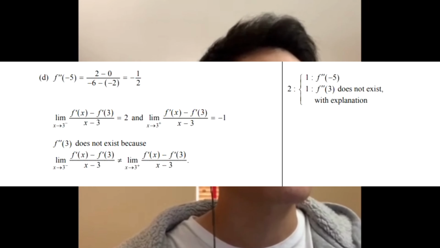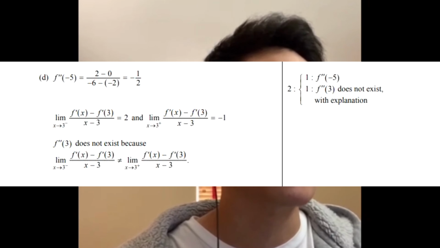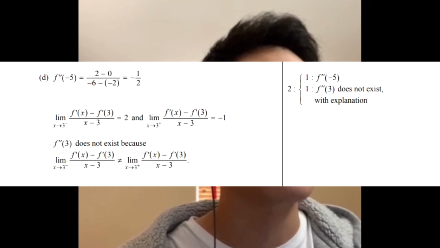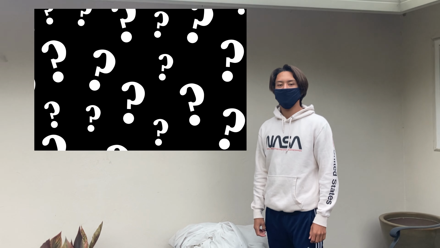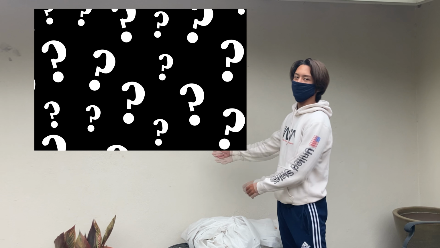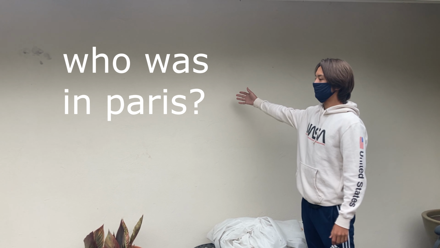In order to get full credit for this problem, you need to state the value of f double prime of -5 and state that f double prime of 3 does not exist, along with a correct explanation as to why. Alright, the final question.